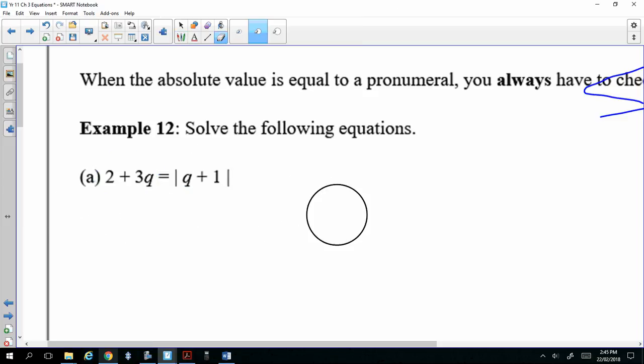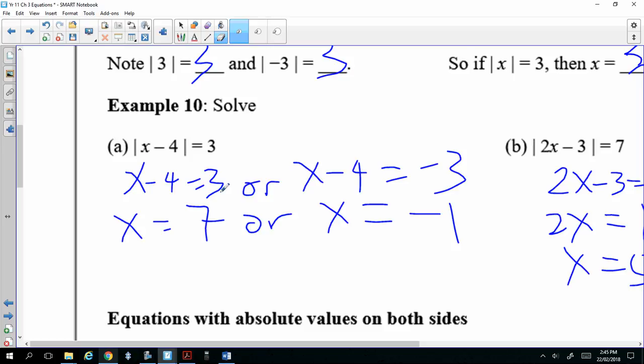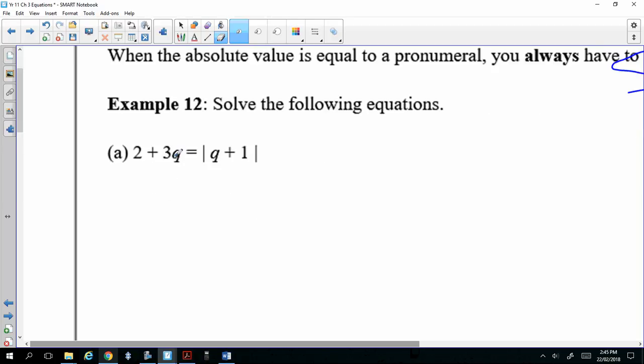Okay, just remember, if you've got no absolute value on one side, you have to check the answer. But how come I didn't check the answer for this? These ones, well, because 3 is always positive, isn't it? And 7 is always positive. I don't need to check the answer, but I do need to check when it's a pronumeral with no absolute value. Alright, let's solve this.